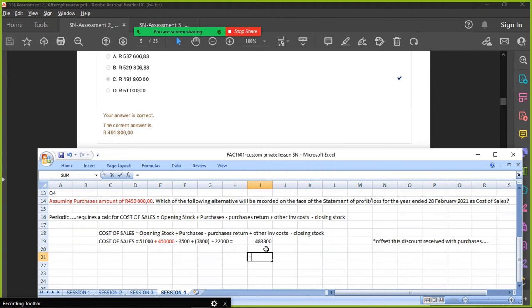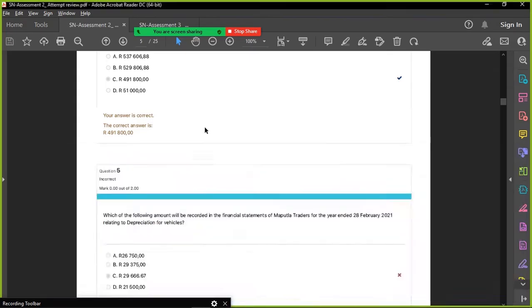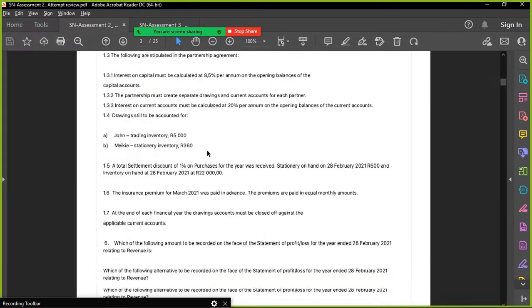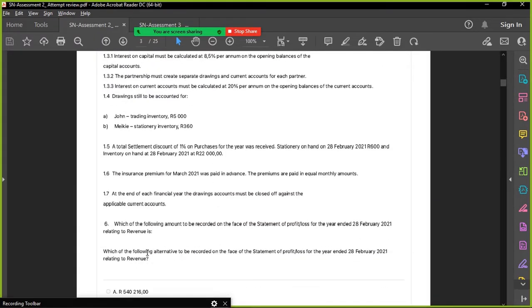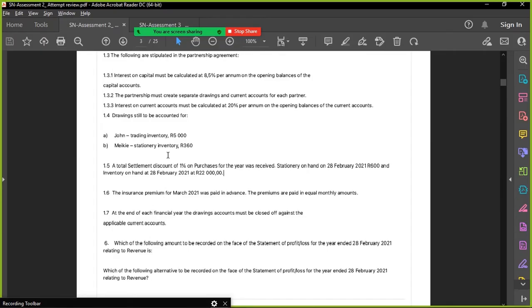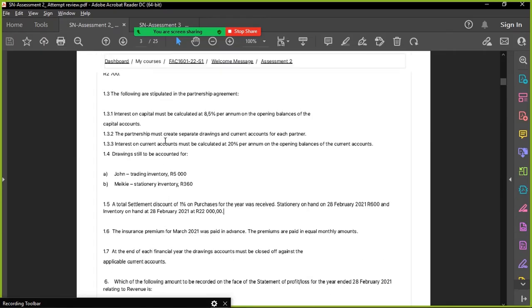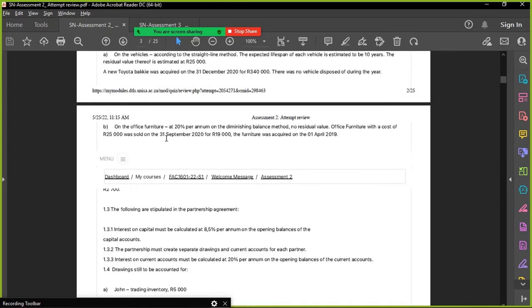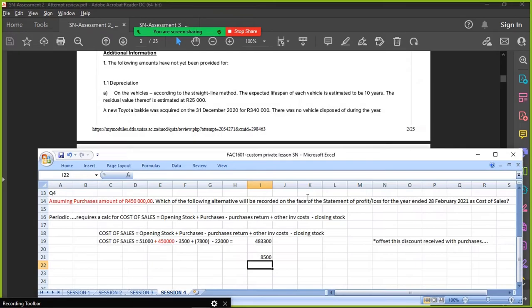How much are we out here by? Let's check. 49,800 less this 8,500. Was there 8,500 in this question here somewhere? Was there something else that we didn't look at? There must be something else we haven't taken into consideration. Do you think if there's a discount it doesn't come in? No, it's cost of sales. If there's that 1% discount, would that offset the purchases here? I wrote that down. Yeah, so this I didn't take into consideration.